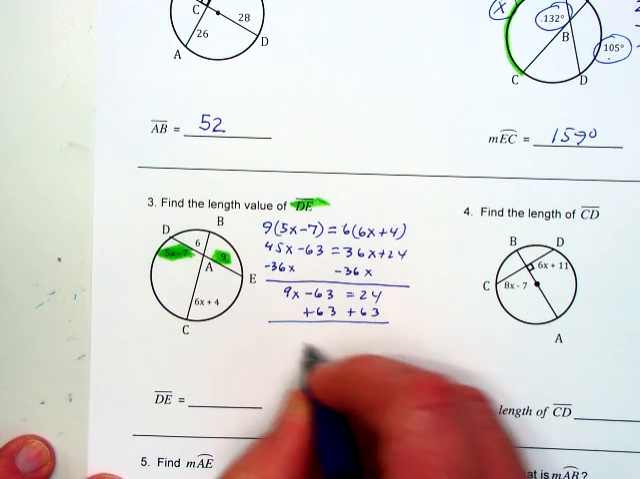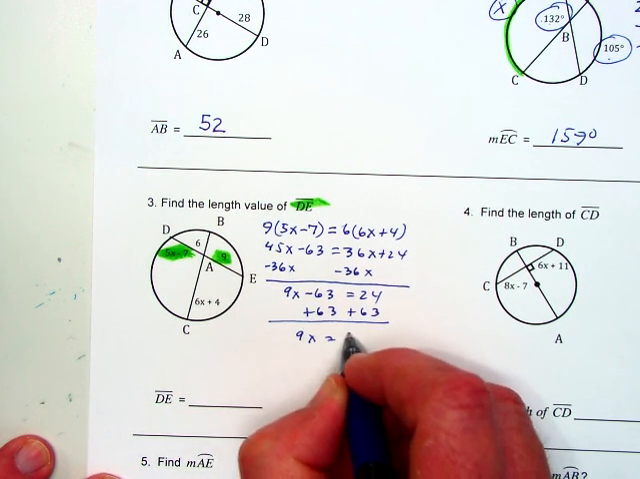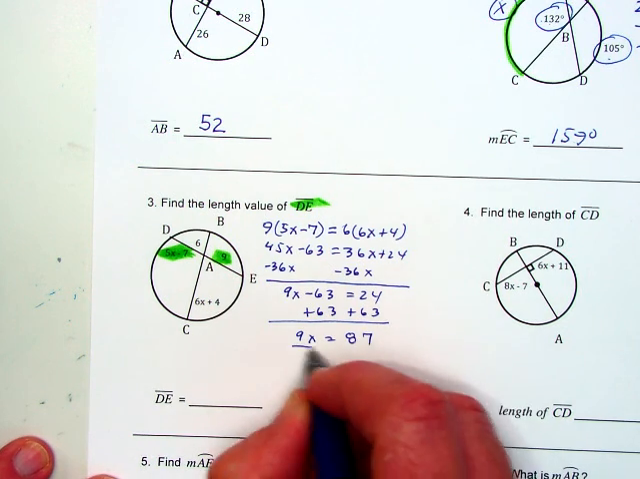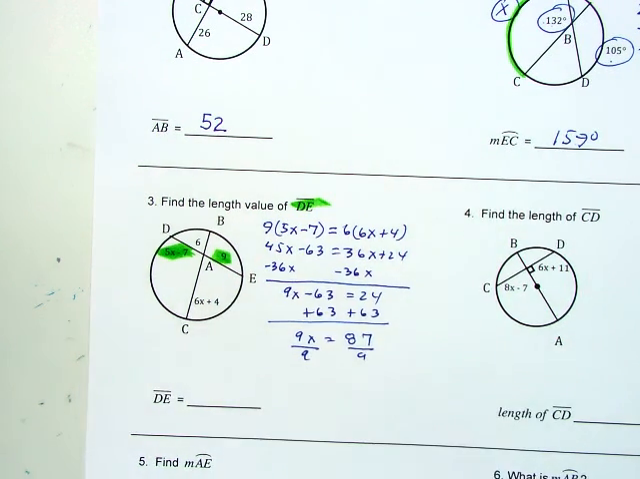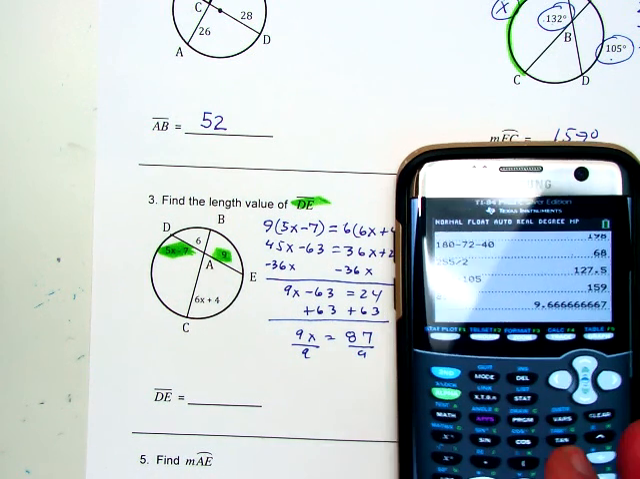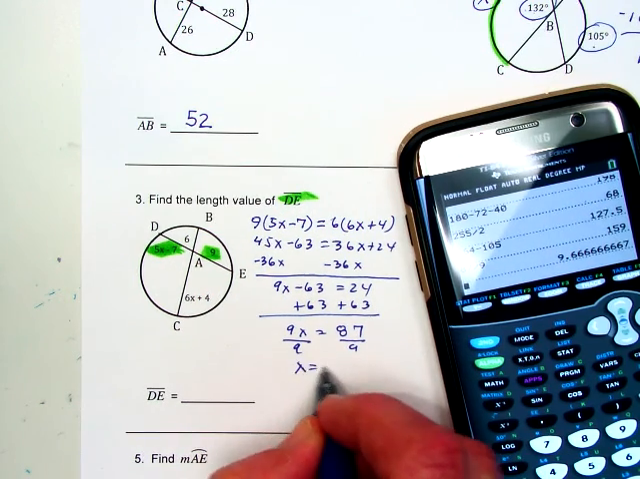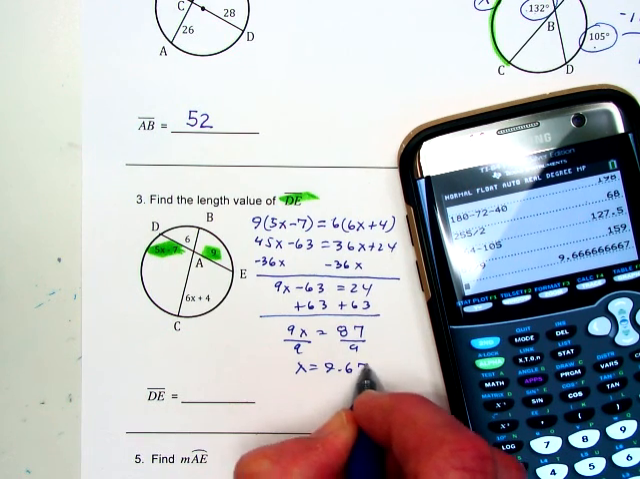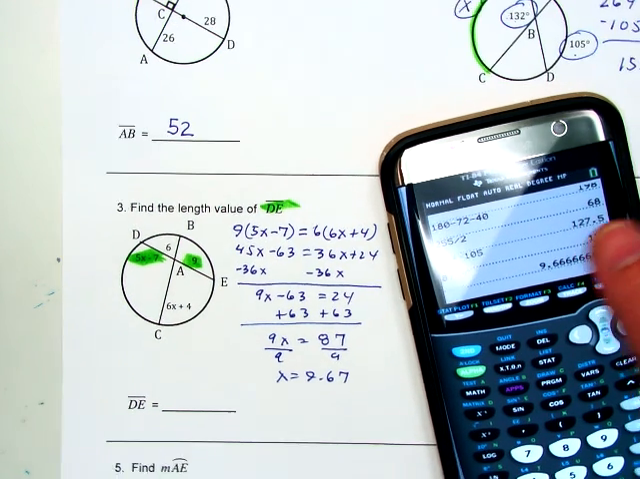And I get 9x is equal to 87. I divide by 9. All right, so if I do 87 divided by 9, I get 9.67. So x is 9.67. Got to round to 2 decimal places, so that rounds the third digit up.